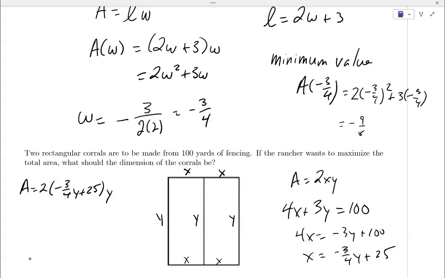So set up an equation like we did here and solve for one variable in terms of the other. Again, I solved for x only because I could divide 100 by 4 evenly. So I got rid of one of the fractions. I could have solved for y as well. But now attack that problem, just function, just like we did the previous one.